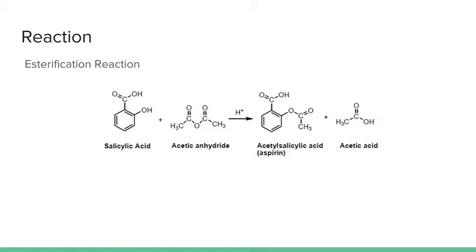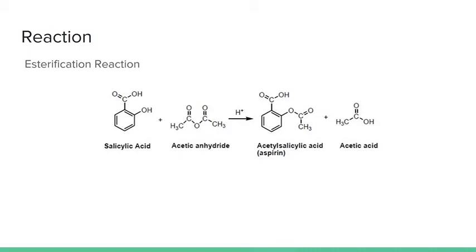Here's the reaction. It's known as an esterification reaction. Here a phenyl group of salicylic acid reacts with a carboxyl group of acetic anhydride to form an ester, and then the resulting products are acetylsalicylic acid and acetic acid. This is all done in a 1-to-1 stoichiometric ratio, and as such, salicylic acid is the limiting reagent in our experiment because we use 2 grams of salicylic acid to 5 milliliters of acetic anhydride, meaning acetic anhydride is in excess.